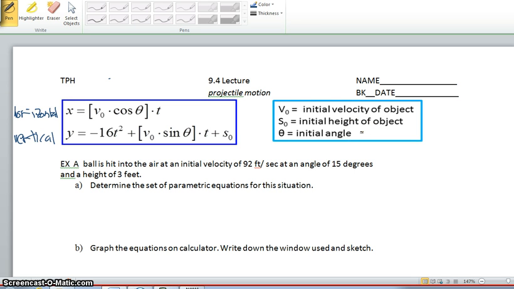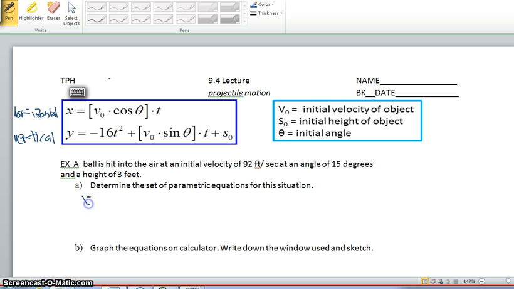So let's look at the following example. A ball is hit in the air at an initial velocity of 92 feet per second and an angle of 15 degrees and a height of 3 feet. We want to determine a set of parametric equations for this situation.